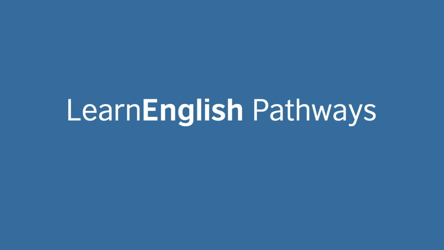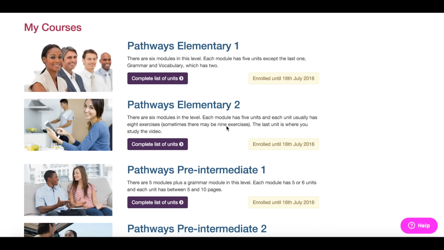When you log in for the first time, the first thing you'll see is My Courses. This lists the courses for the level you're going to study, and there are two for each level. You'll also see a Help button in the bottom right-hand corner in case you have any technical problems.